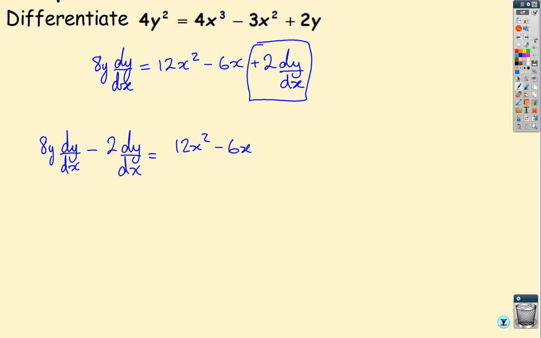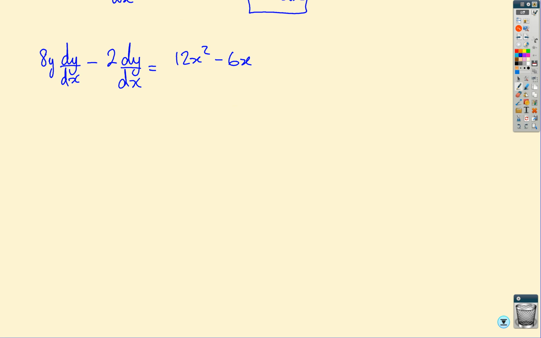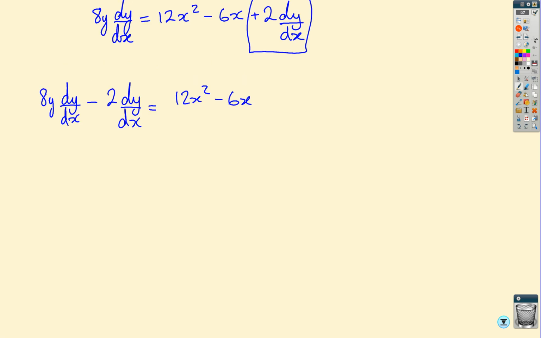The next step, once you've got all the dy by dx's on the same side, the next step is to take dy by dx as a common factor.